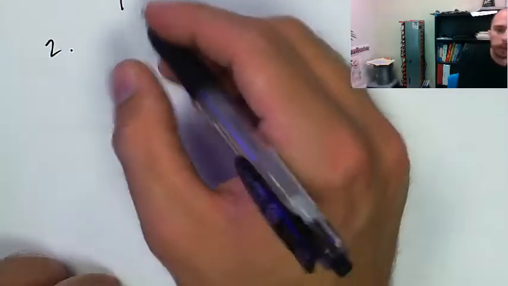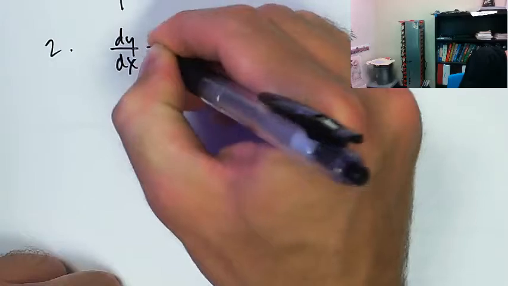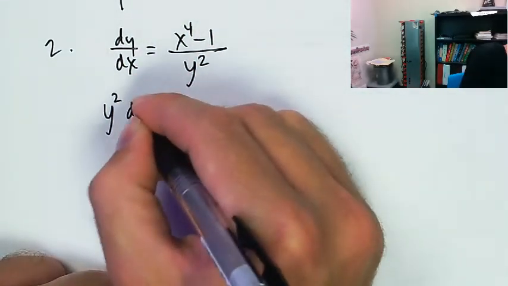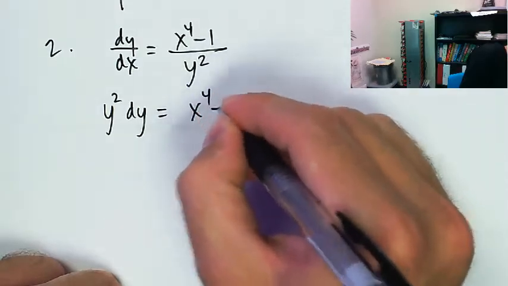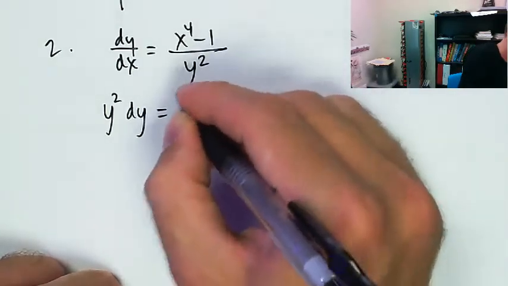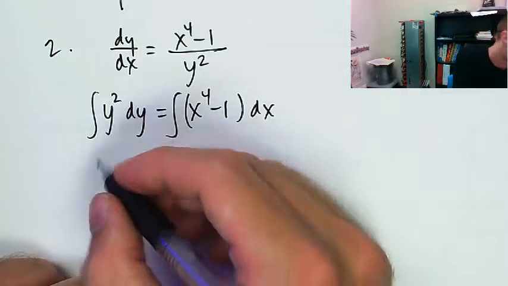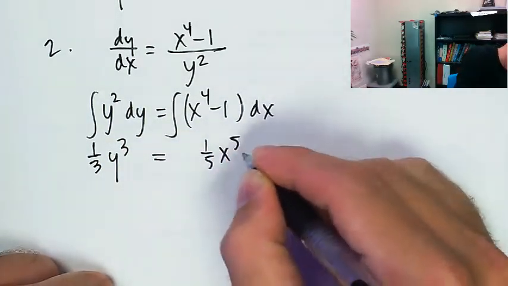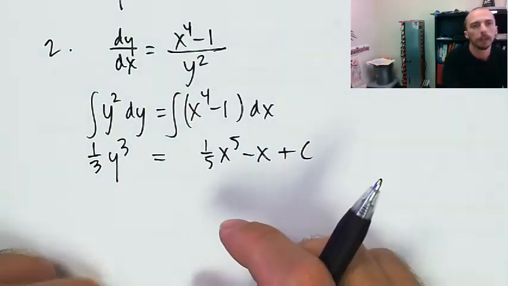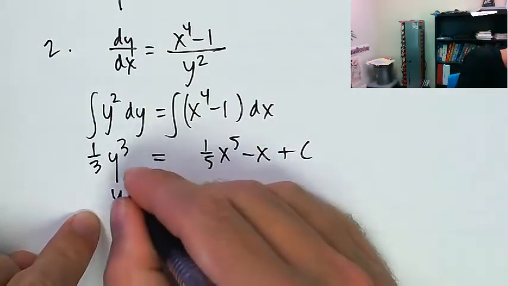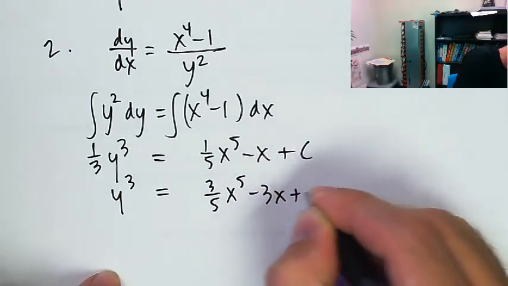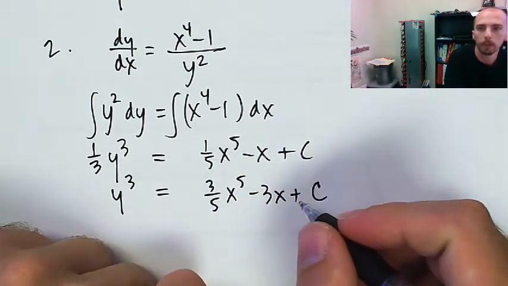The second one is dy/dx is x to the 4 minus 1 divided by y squared. So y squared dy equals x to the 4 minus 1 dx. Anti-differentiate both sides. I'll get 1/3 y to the 3rd equals 1/5 x to the 5th minus x plus c. Now I'll start to solve for y, and I'll start by multiplying by 3. And that's still going to be c.